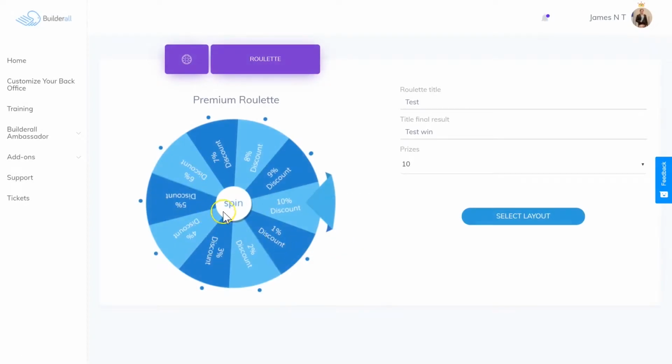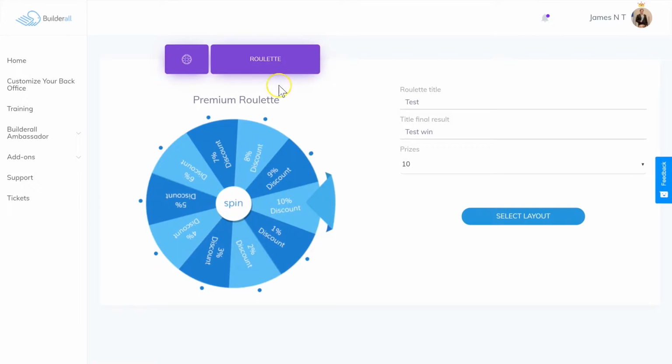And here we have the roulette tool, so you can have a percentage of a discount or spin again or anything like that. So it's kind of like a mini game that you can put on your websites when someone tries to exit, to increase your conversions and to increase your retention on your website. So another handy little tool which Builderall does.